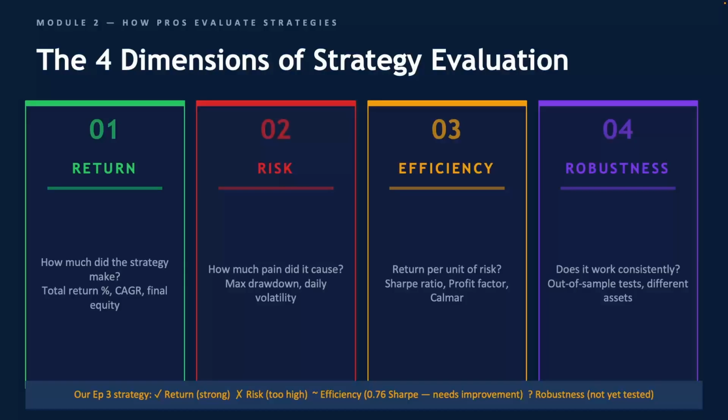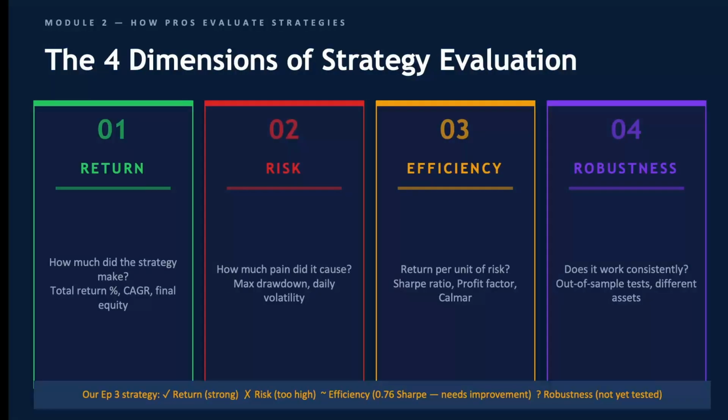Every strategy is evaluated across 4 dimensions. The first is the return, which asks the question, how much did the strategy make? The next is the risk, which asks the question, how much pain did it cause? The next is the efficiency, which is about how much return per unit of risk, while the last is the robustness, which asks if it can work across different periods and assets. Our episode 3 strategy scores well on return, but poorly on risk and needs work on efficiency. Today, we fix dimensions 2 and 3 using code.